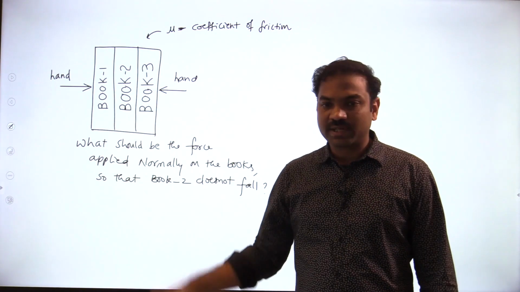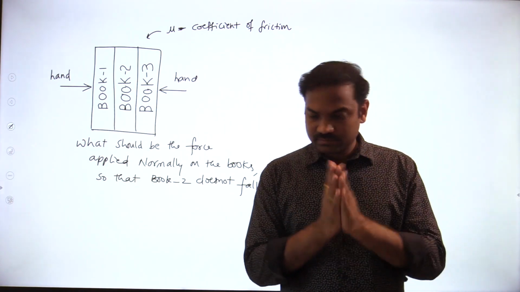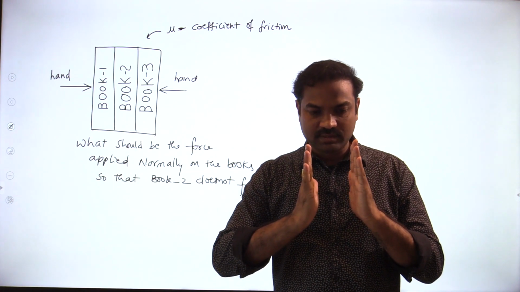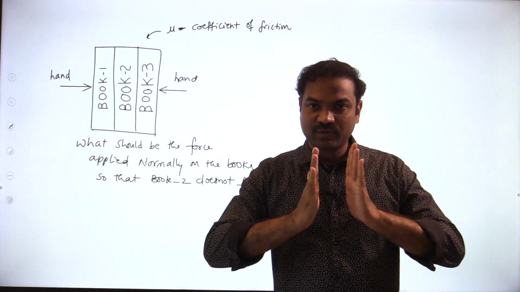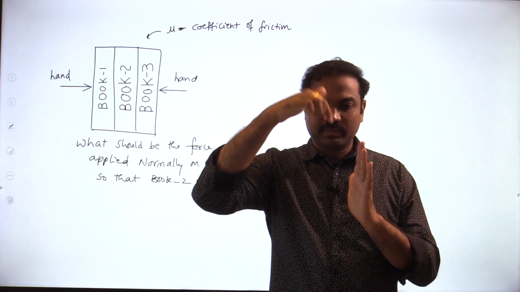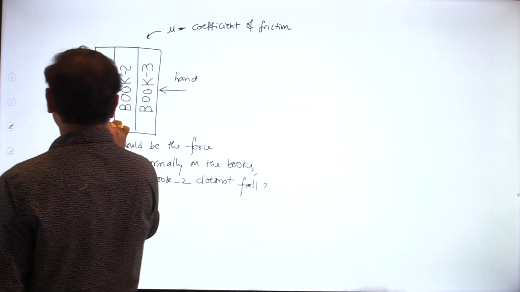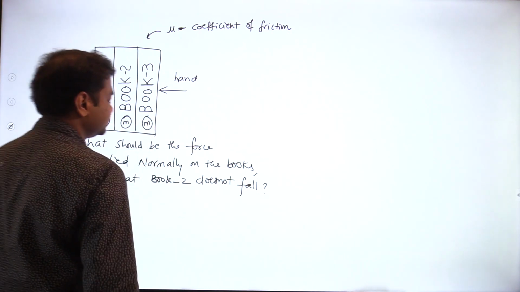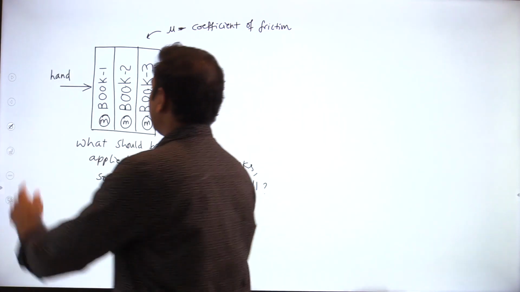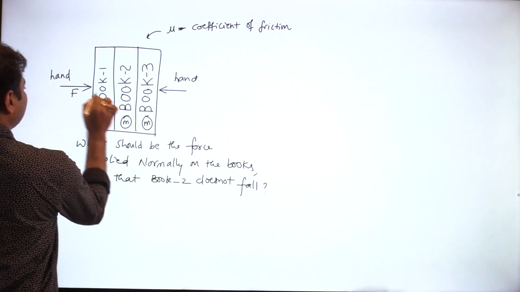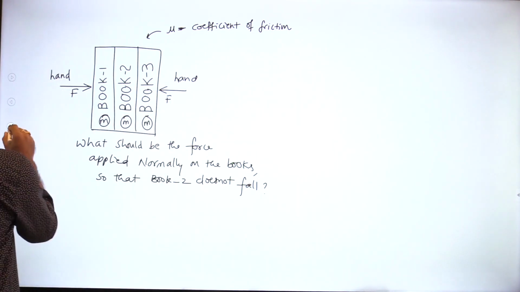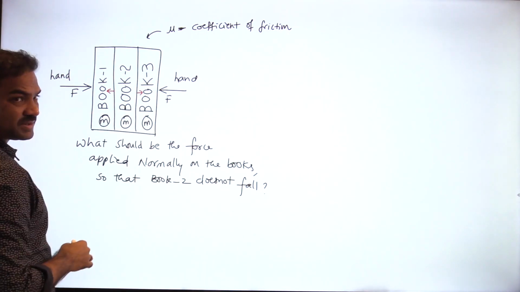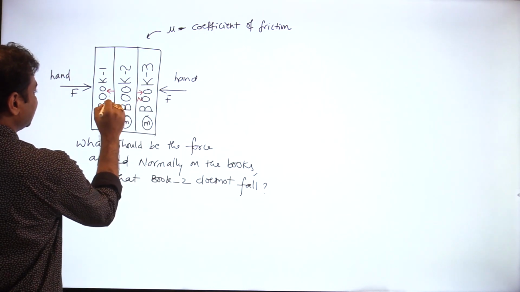Otherwise, you can try this experiment at home. You take 3 books and try to hold them. If you decrease the force, pressing with less force, then at some time the second book may fall down. M is the mass of each book. All are identical books. Let us say both hands are applying the force F and F. Then what is the normal reaction here and here? The normal reaction is N, let us say.